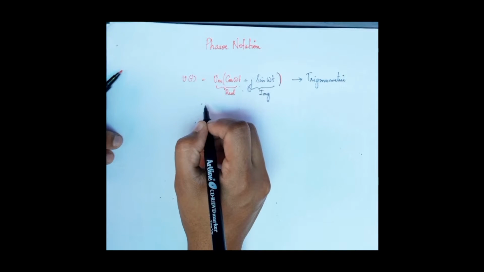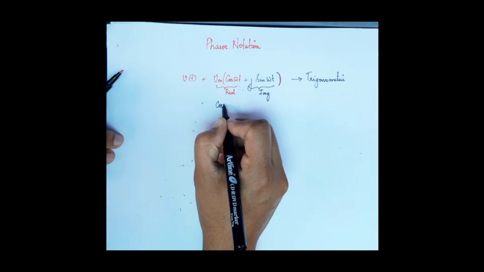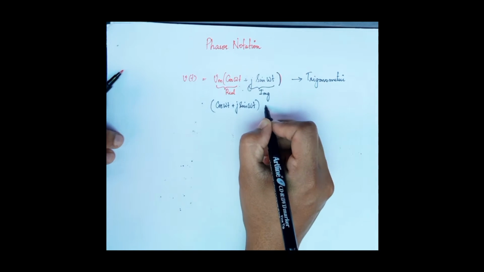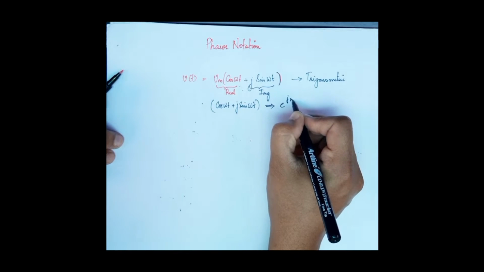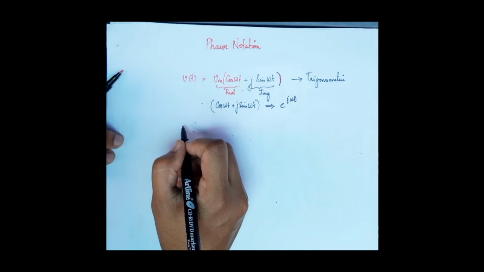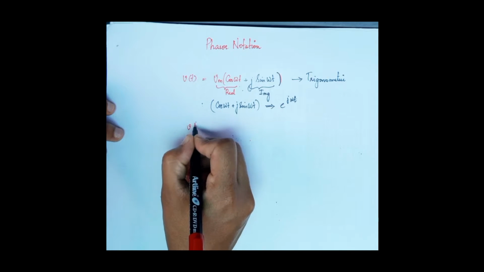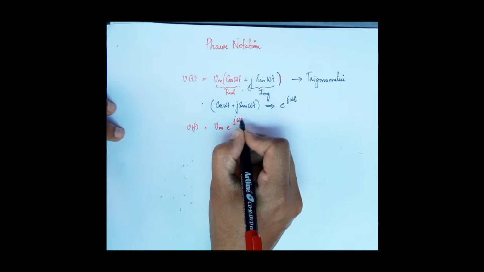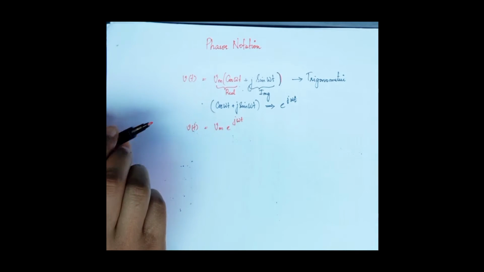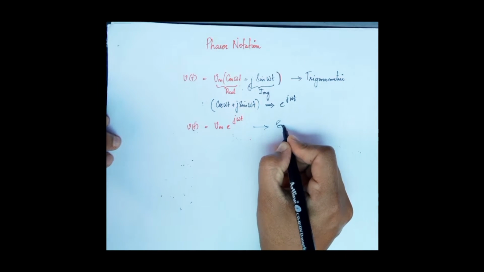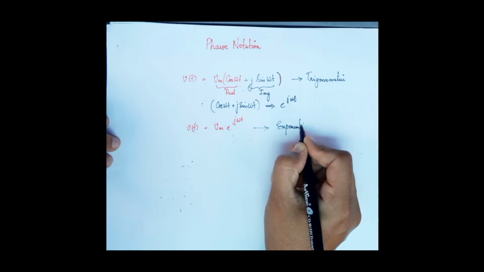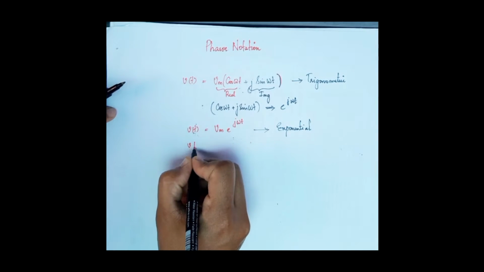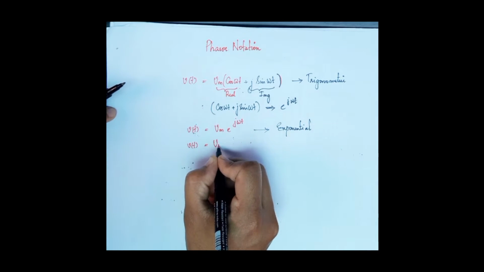We know that cos omega t plus j sin omega t can be written as e power j omega t. Now our voltage equation becomes Vm e power j omega t. This is called the exponential form of representation. This was a simple voltage term.